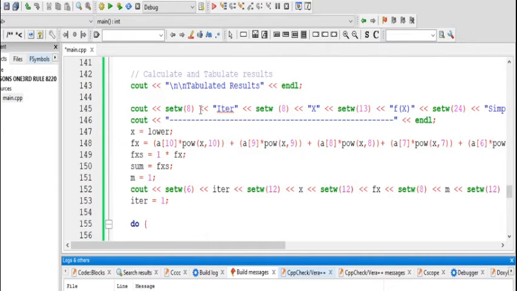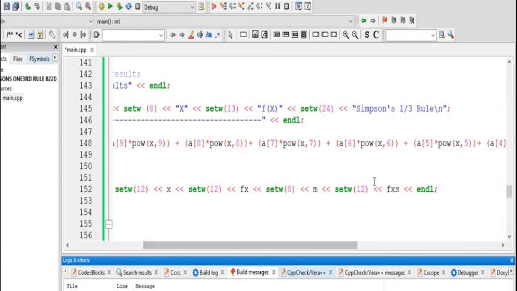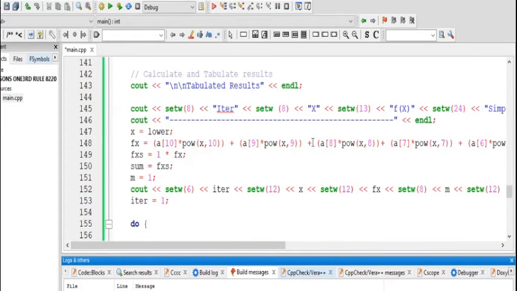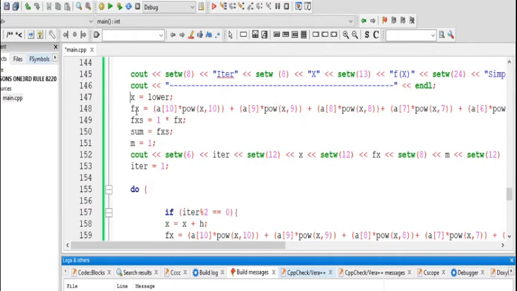We will print out again the descriptions, item, x, f of x, Simpsons 1/3 rule, and then the line below it. And then we will set x is equal to lower, f of x, we will compute the lower to this equation, and then f of x is equal to 1 times the function of x.